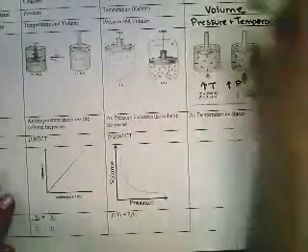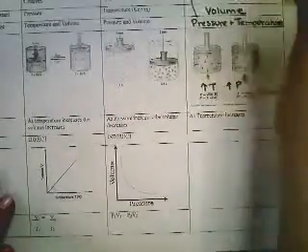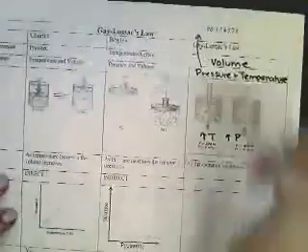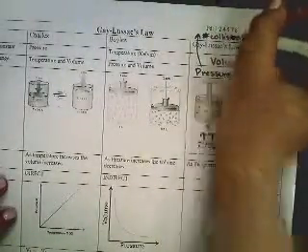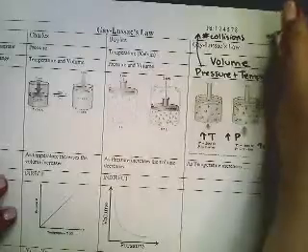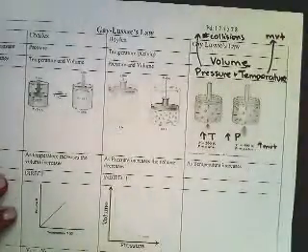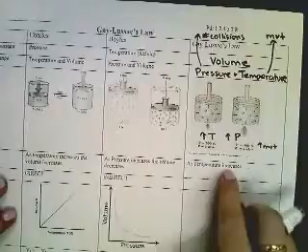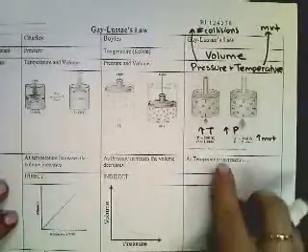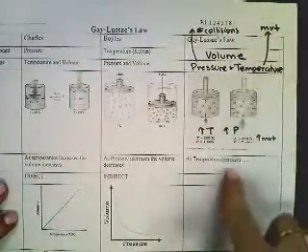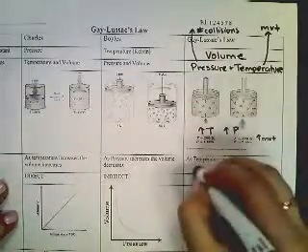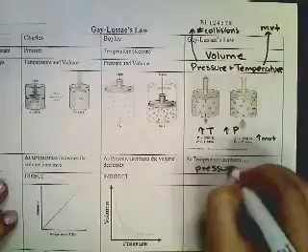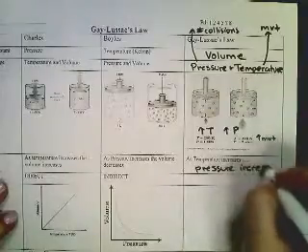Remember, pressure is the number of collisions. Temperature is movement. So as temperature increases, it makes sense that as we move more, we're going to run into the wall more. So as temperature increases, pressure increases.